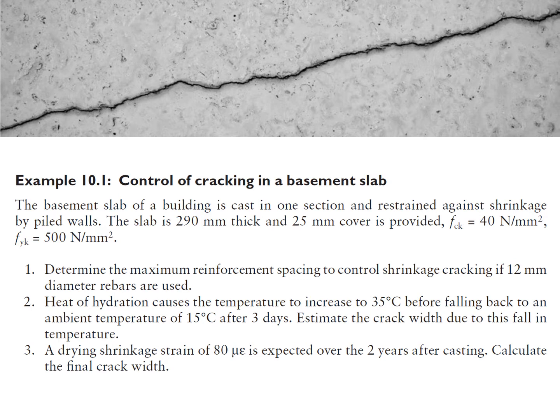Heat of hydration is expected to cause the temperature to increase to 35 degrees centigrade before falling back to an ambient temperature of 15 degrees C after 3 days. Calculate the crack width due to the fall in temperature. And the final part says that drying shrinkage strain of 80 microstrain is expected over 2 years after casting. So calculate the final crack width.